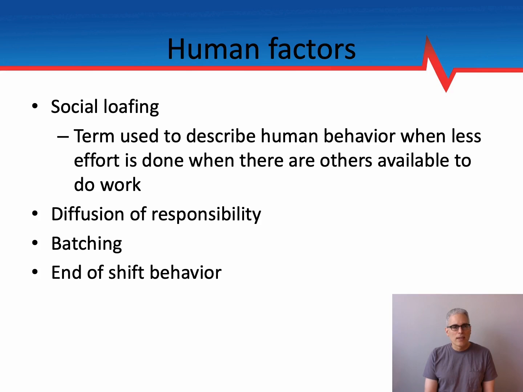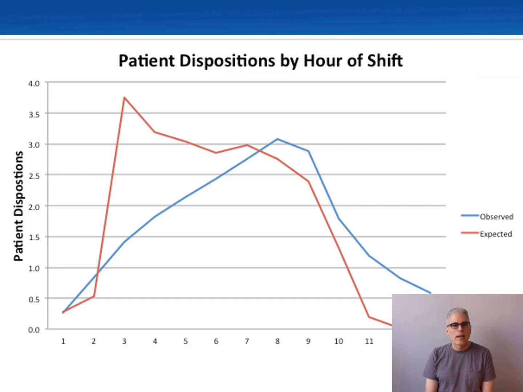There is always batching behavior, which we all know, and there's end of shift behavior. So this is a good example of batching. The red line is what you would expect patients' dispositions per hour to be, given standard rates of time to disposition. The blue line is what actually happens, which means that at the beginning of your shift, you prioritize seeing new patients, and at the end of your shift, you prioritize dispositioning patients. This is just part of human behavior. Trying to change it is very difficult. Taking it into account will be very helpful towards making more intelligent staffing decisions.